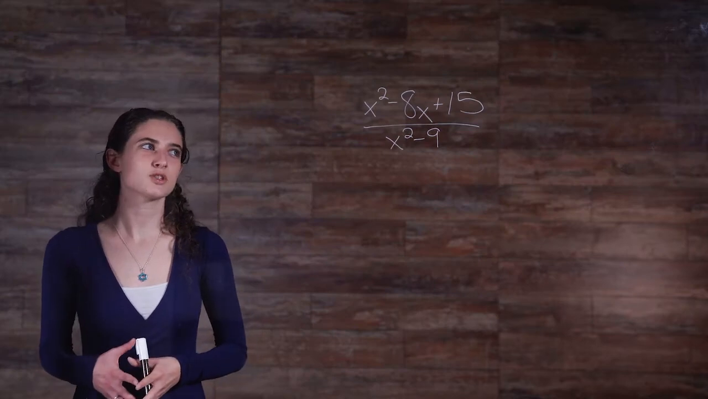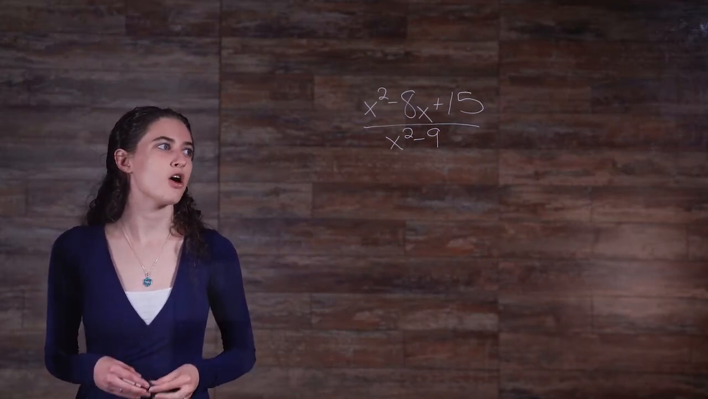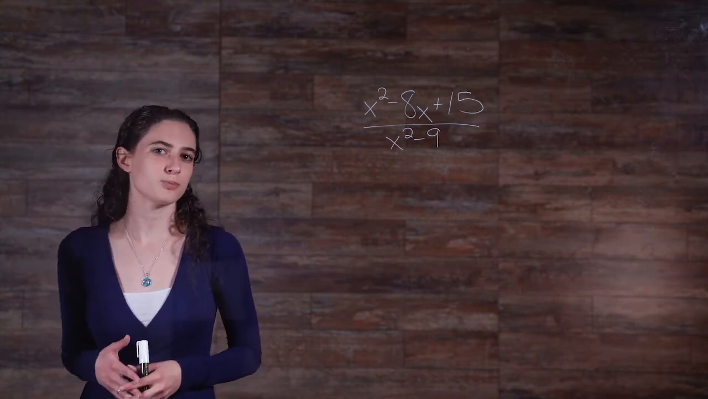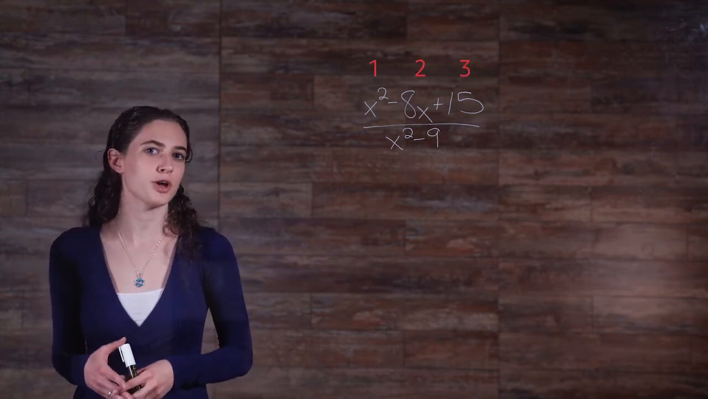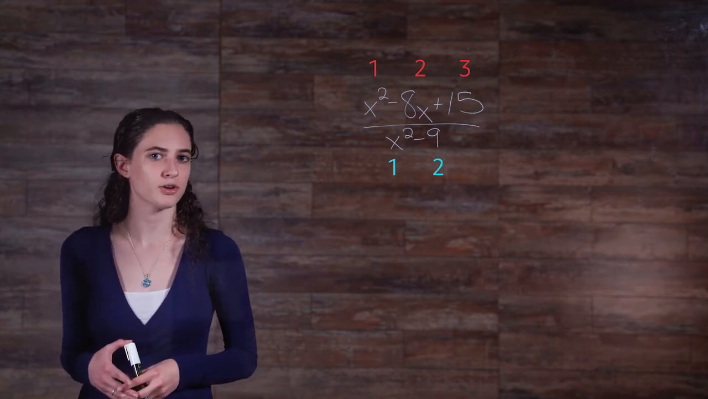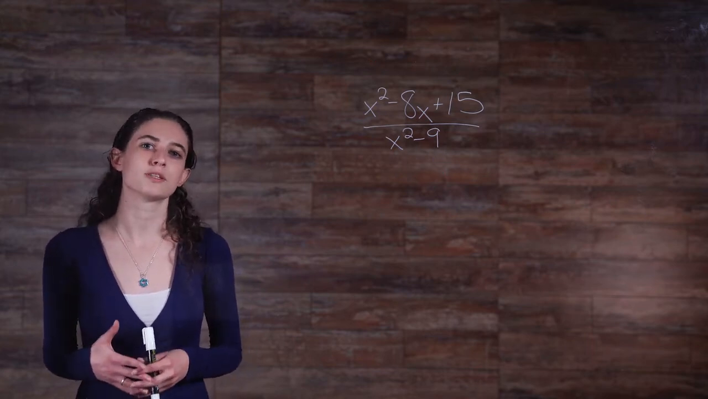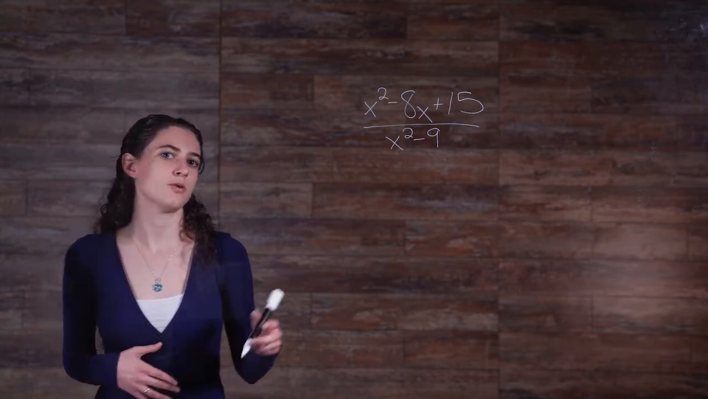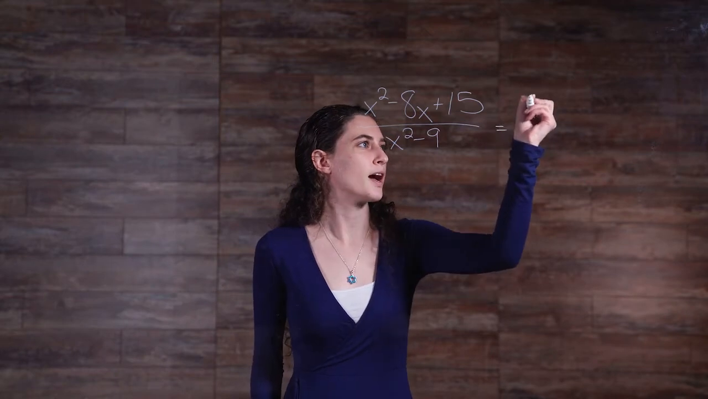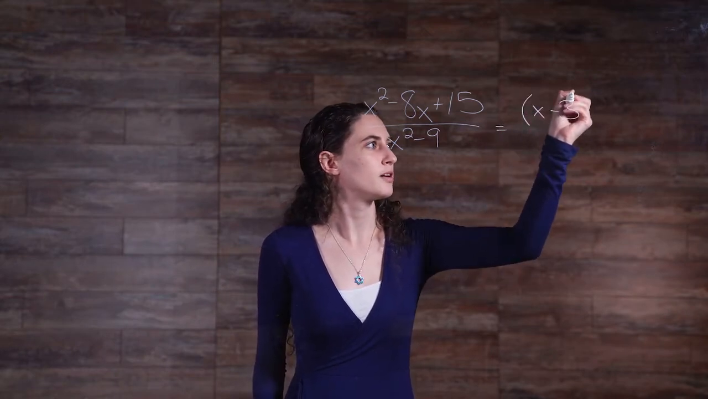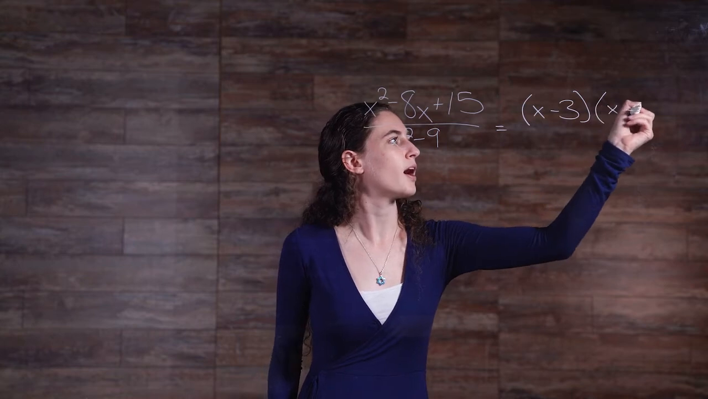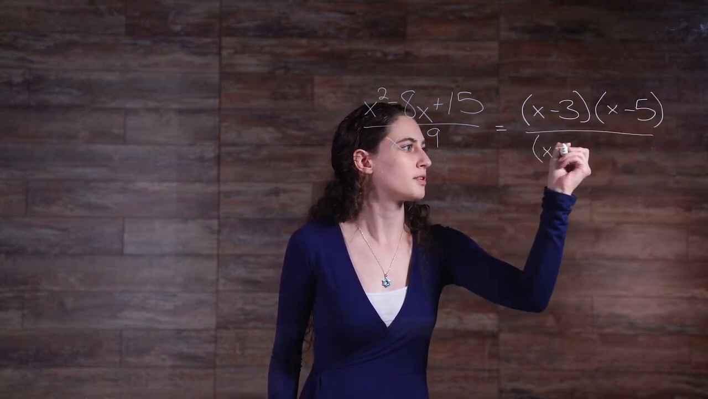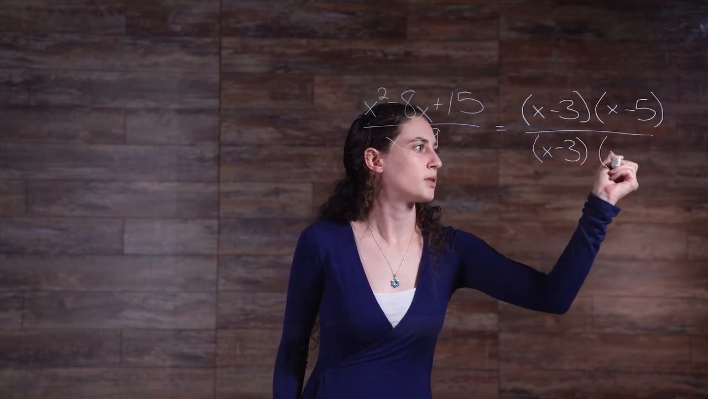We're going to look at x squared minus 8x plus 15 over x squared minus 9. This example shows a rational expression that has a trinomial in the numerator and a binomial in the denominator. Now let's walk through simplifying this expression. First, let's factor the polynomials. So we get x minus 3 times x minus 5 over x minus 3 times x plus 3.